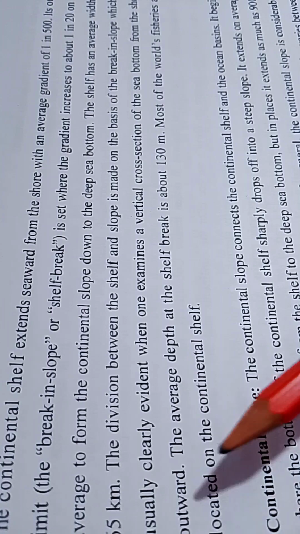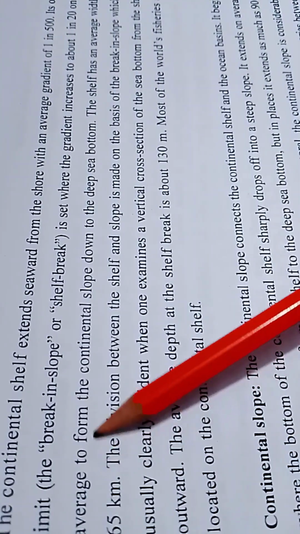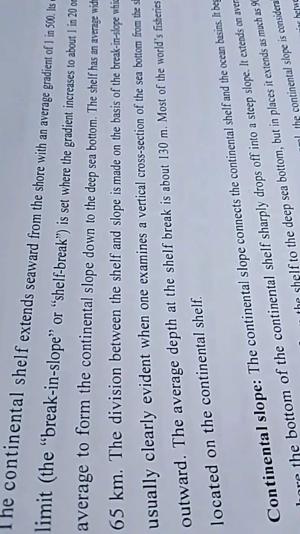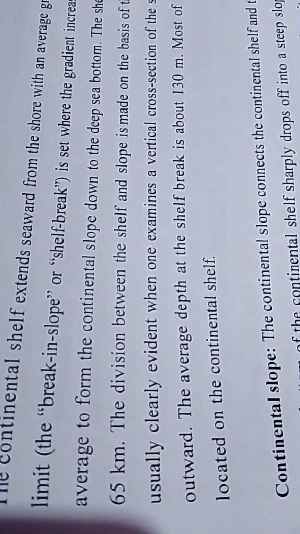Continental shelf. The continental shelf extends seaward from the shore with an average gradient of 1 in 500. It is its outer limit. The break in slope or shelf break is set where the gradient increases to about 1 in 20 on the average to form the continental slope down to the sea bottom.